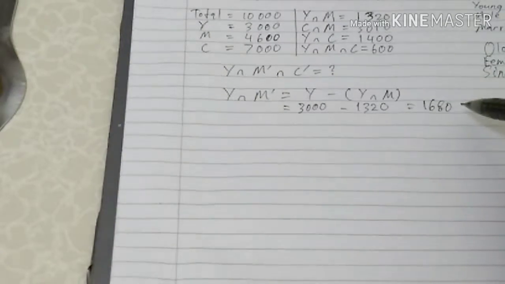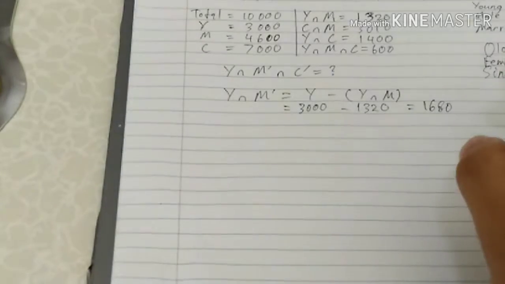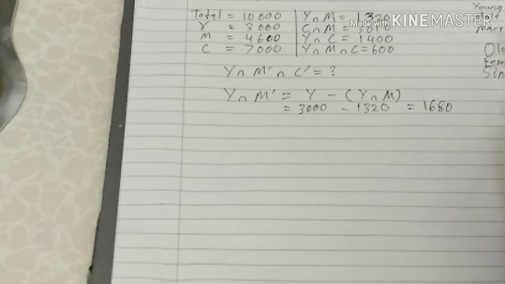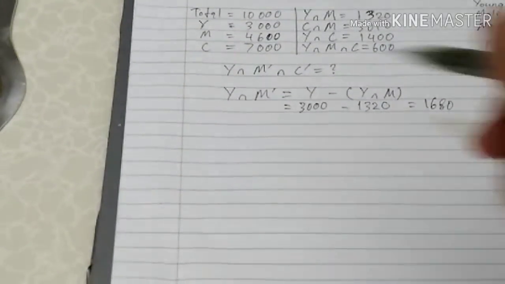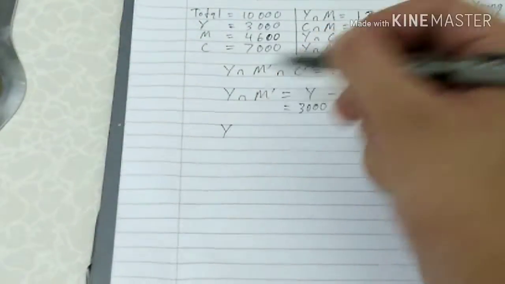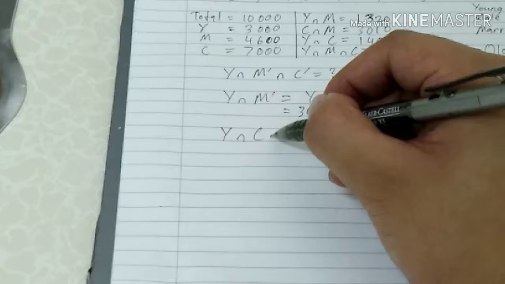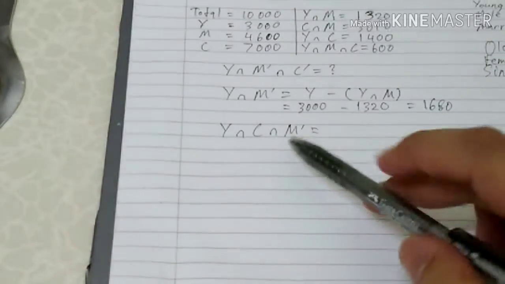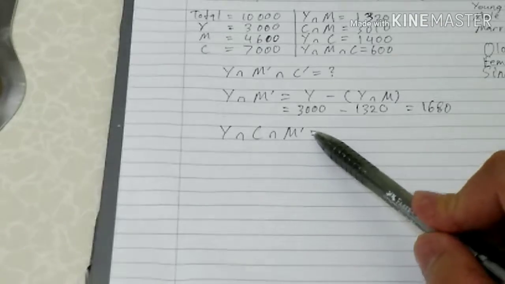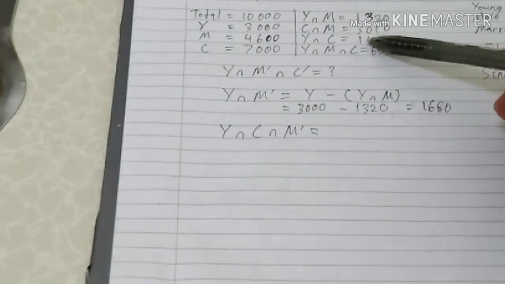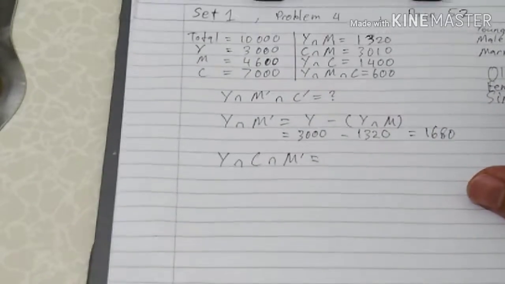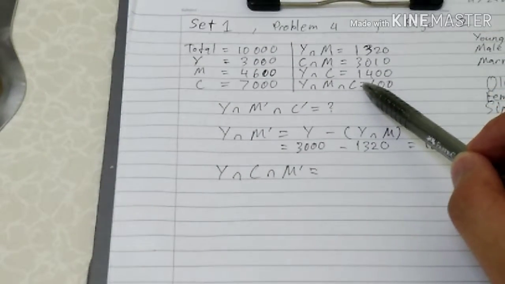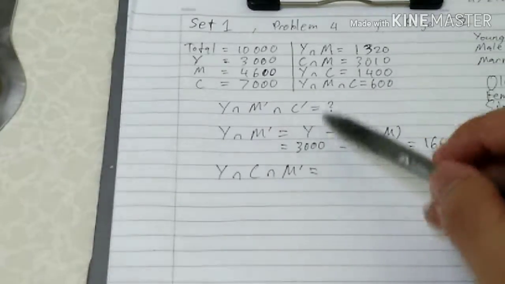Now we can put this aside. Now we want to know how many are young, married, and female. So let me just put it here, young, married, and non-male, basically, because we are searching for this. We have the number of young and married, which is 1,400. We also have the number for young, married, and male, so we can search for young, married, and female.